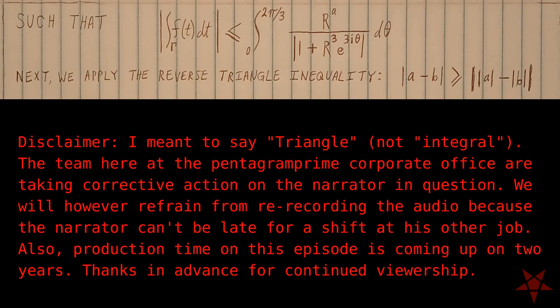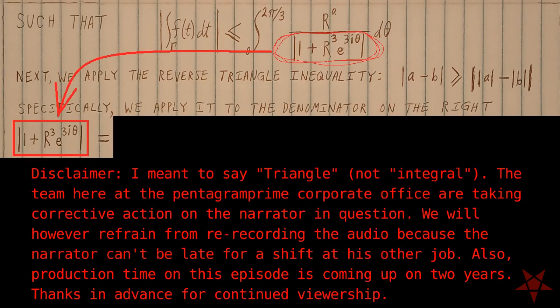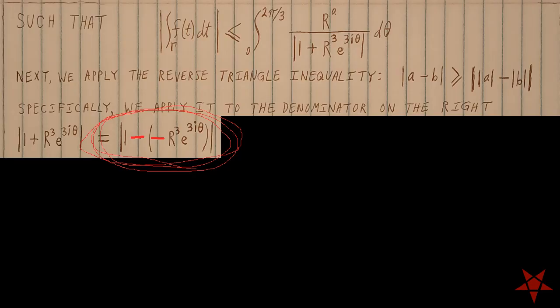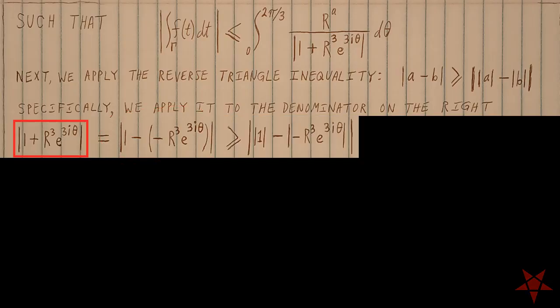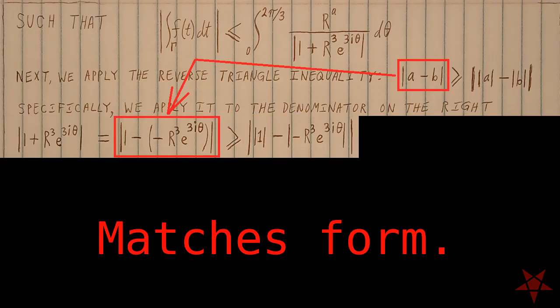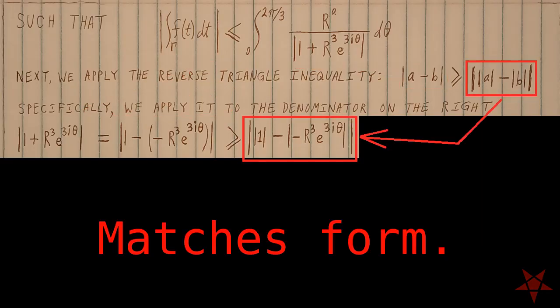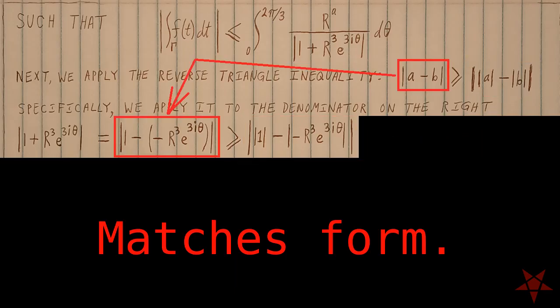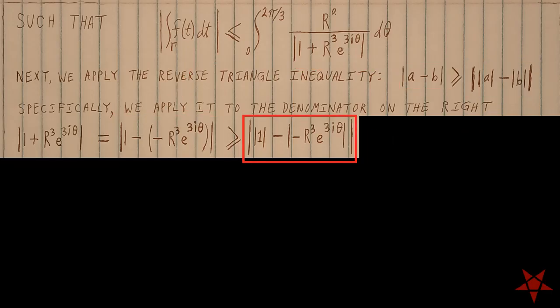Next, we apply the reverse integral inequality to the denominator on the right side of the inequality, and we use a double negative in order to match its form. The absolute value of 1 plus capital R cubed e to the 3i theta becomes greater than or equal to the absolute value of 1 minus the absolute value of negative capital R cubed e to the 3i theta, and boy oh boy is that a mouthful.